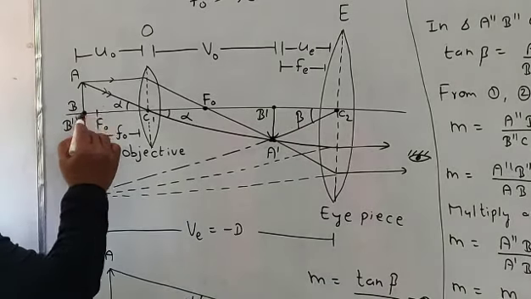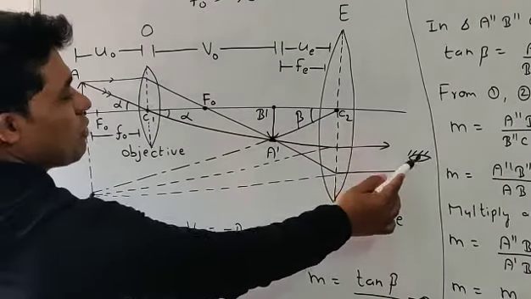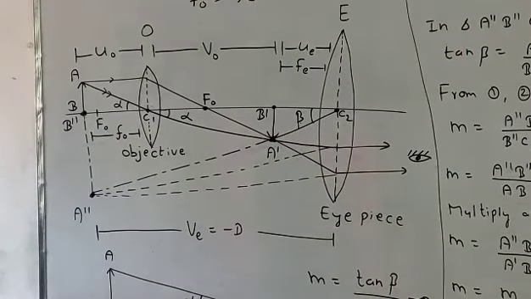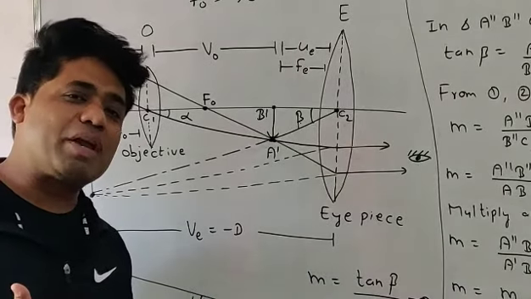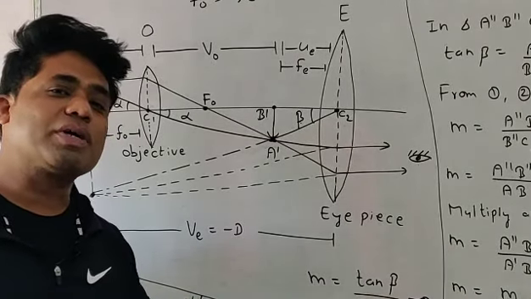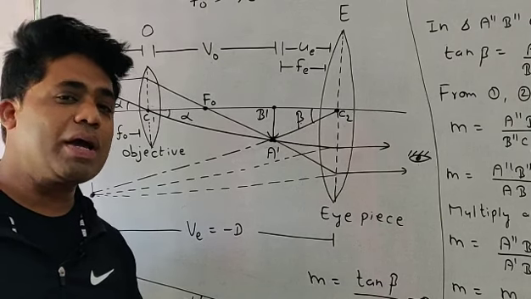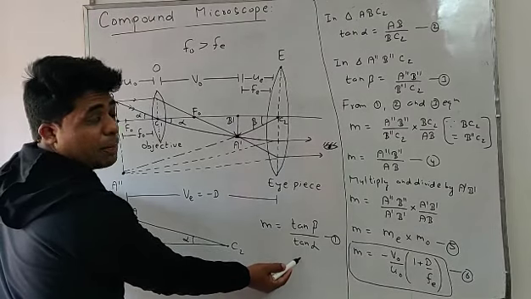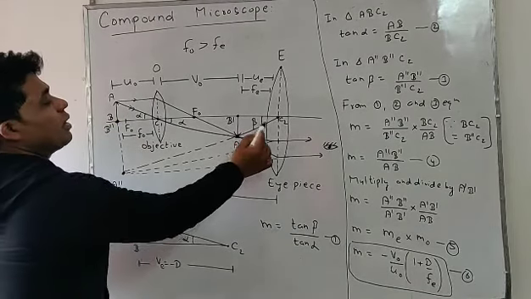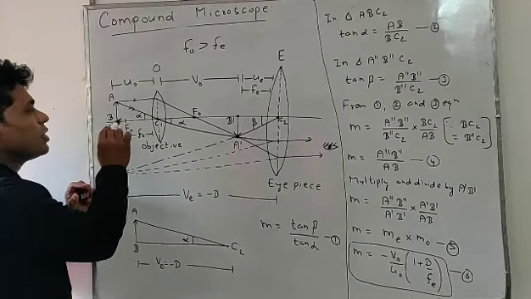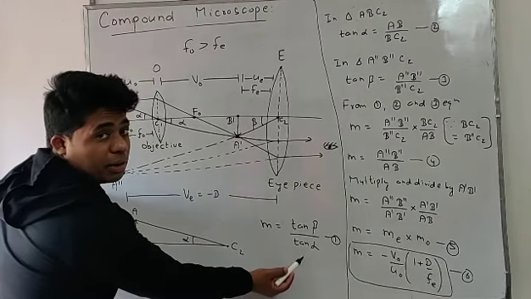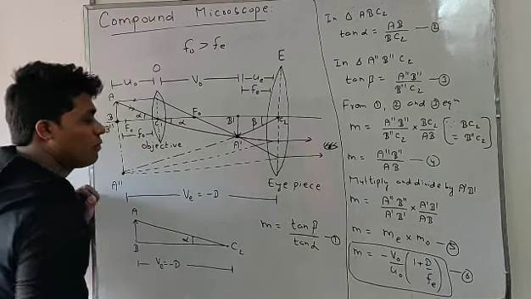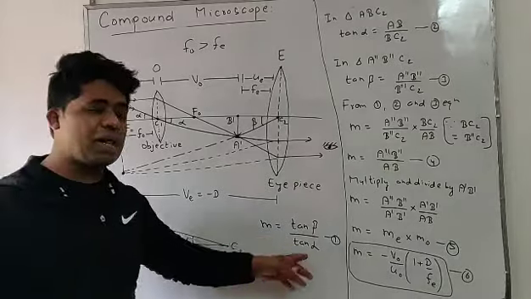Now students, the object is making angle alpha with respect to the observer and the final image is making angle beta with respect to the observer. So we know what linear magnification is: angle made by the final image over angle made by the object, tan beta by tan alpha. The final image is making angle beta with respect to the observer and the object is making alpha. So tan beta by tan alpha: angle subtended by the final image over angle subtended by the object. So basically we have to find beta and alpha.